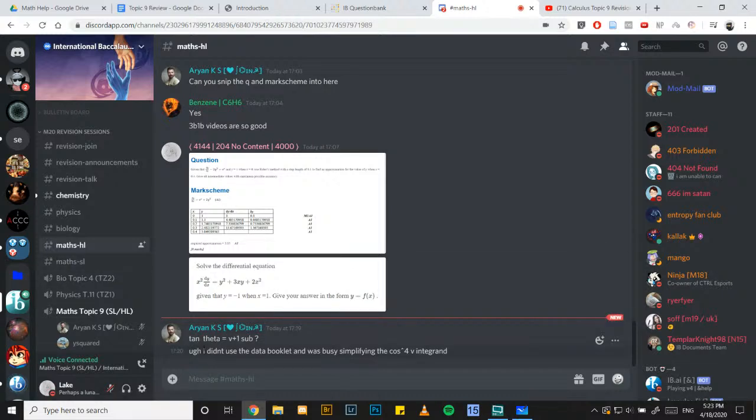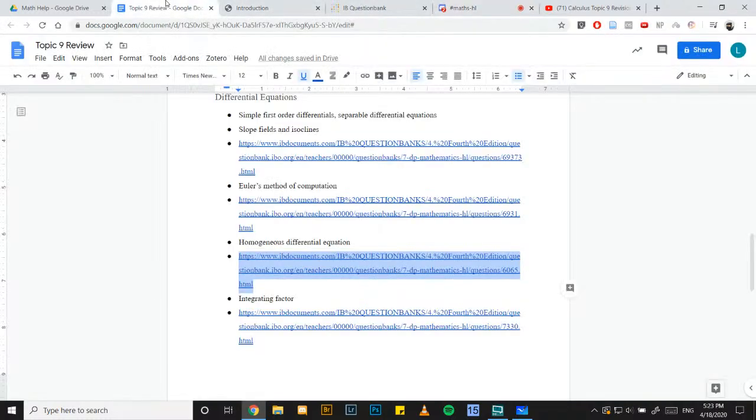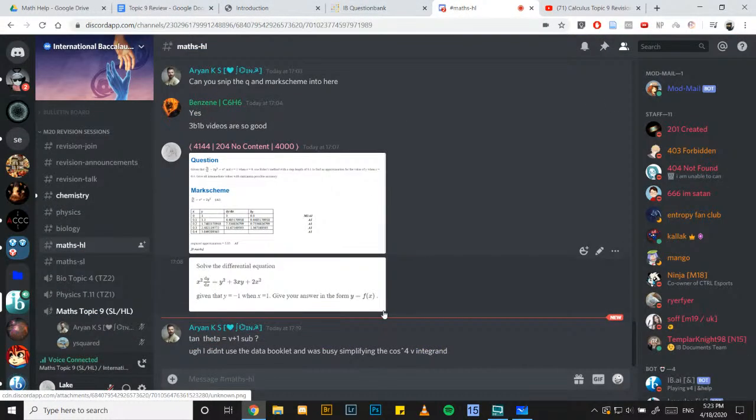So tan theta is equal to v plus 1, sub. I can use the data book to simplify the cosine form. Oh, that's very long. But yeah, in the data booklet they have that, so for the integral, if stuff is really not working out and everything's falling apart, go back to your data booklet and read every single integral there, because it's probably one of them, and you probably just aren't remembering.